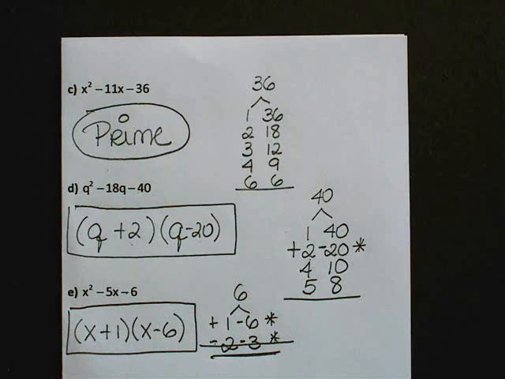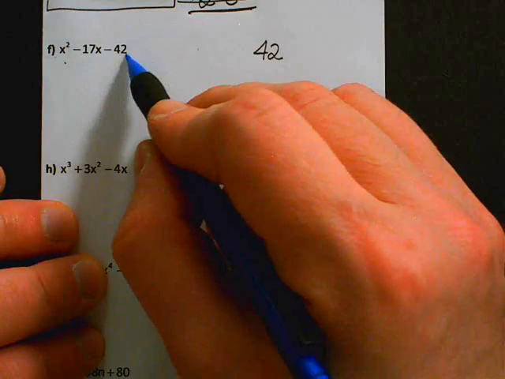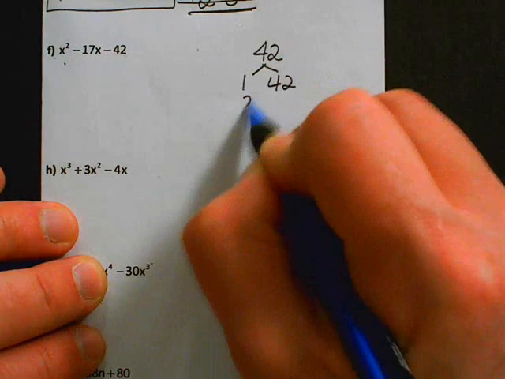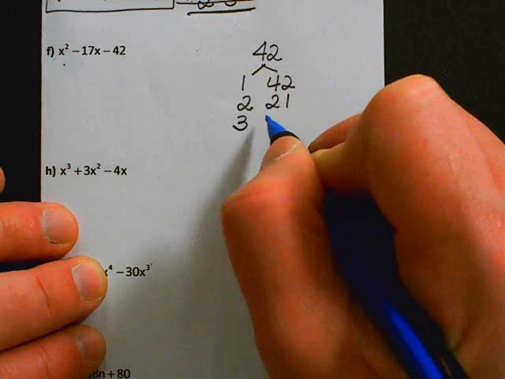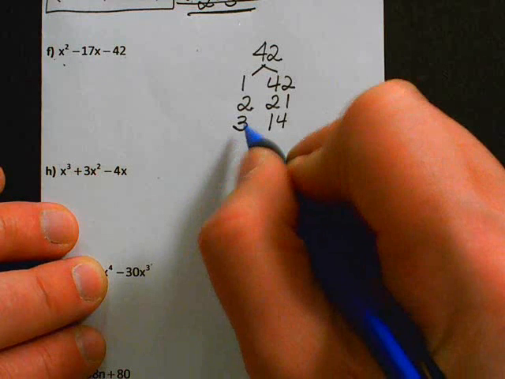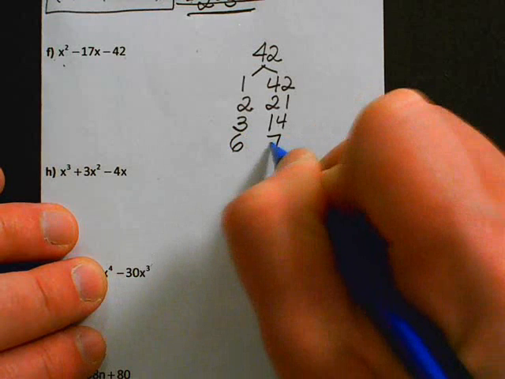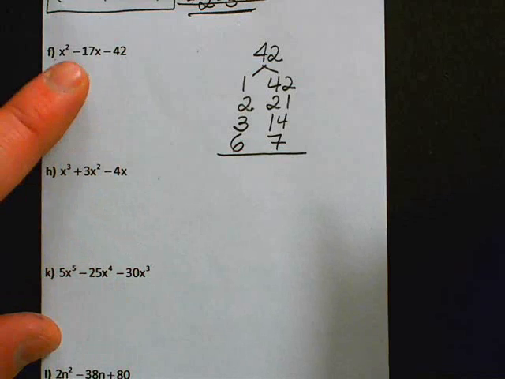Let's do letter F now. We have 42, right? 1 times 42 is 42. This would be 1 and 42, 2 and 21, 3 and 14, 4 does not, 5 does not, 6 and 7. And after 6 comes 7, so 7's already there. We're done. Which number gives me 17? The only one that gives me 17 is 3 and 14.